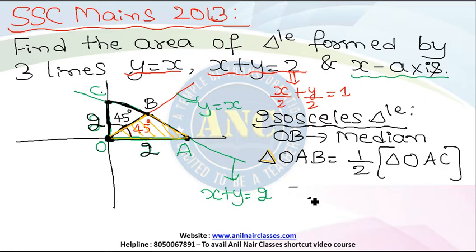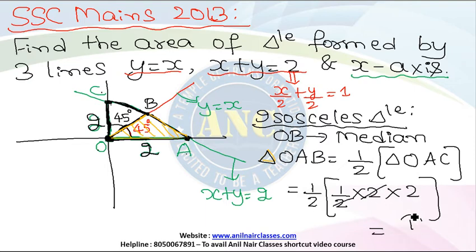Now let me find the area of triangle OAC. It is half into base of triangle OAC. The base is 2. Height is also 2. If I simplify, the 2 will cancel. Half of 2, the answer for this question is 1 square unit. Now this is a method which I will call method 1, where I made use of a geometry concept to solve this particular question.